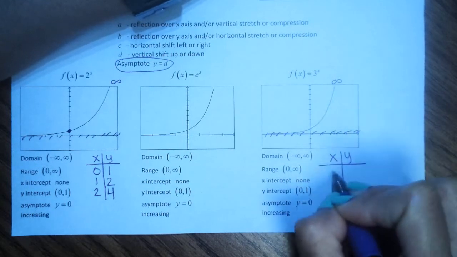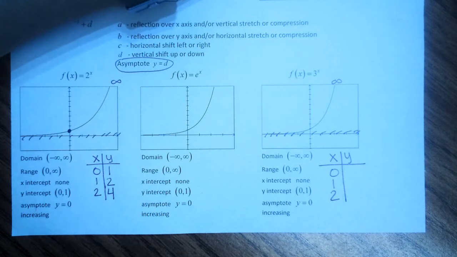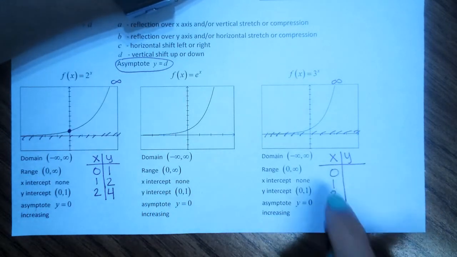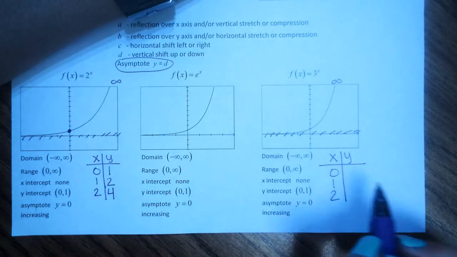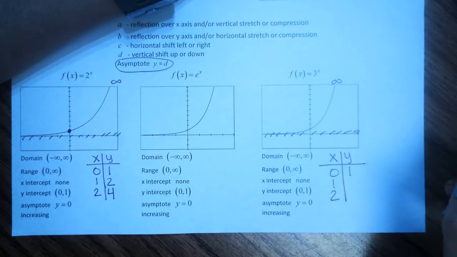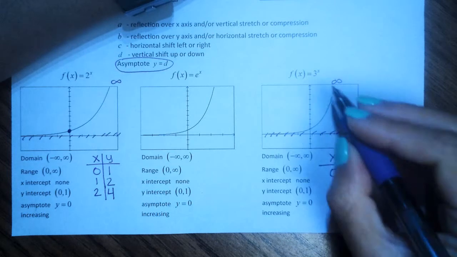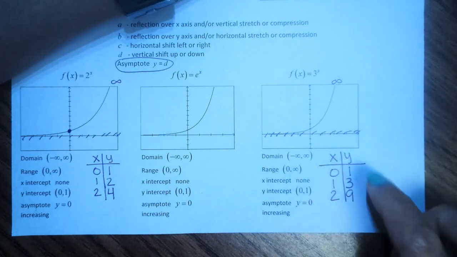And let's do a little table. The table, honestly, you only really need 2 points on the graph, but right now I'm doing 3. But technically, we only need like 0 and 1, that's it. So if x is 0, 3 to the 0 is 1. If x is 1, 3 to the 1 is 3. And if x is 2, 3 squared is 9. So those are the points that we're going to use.